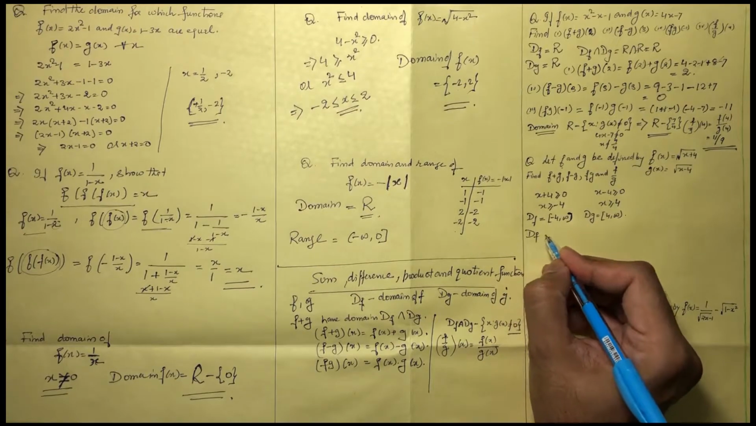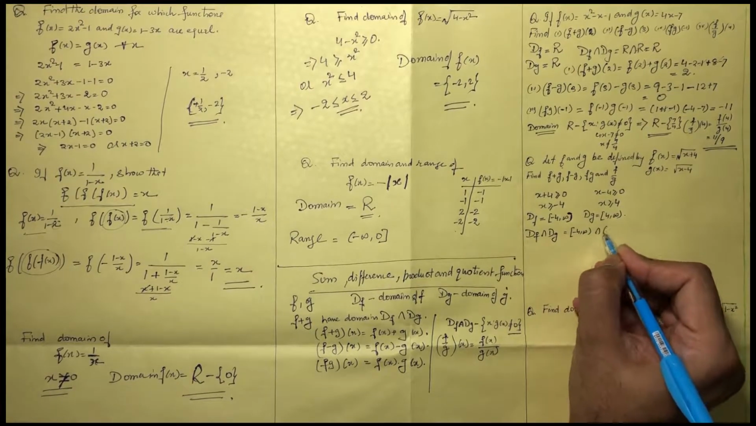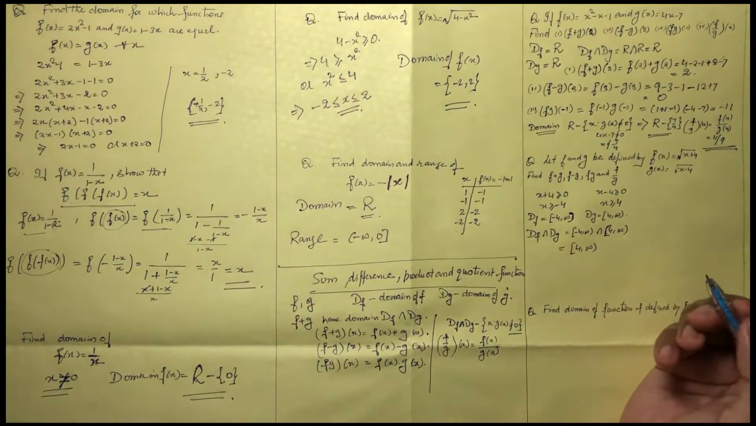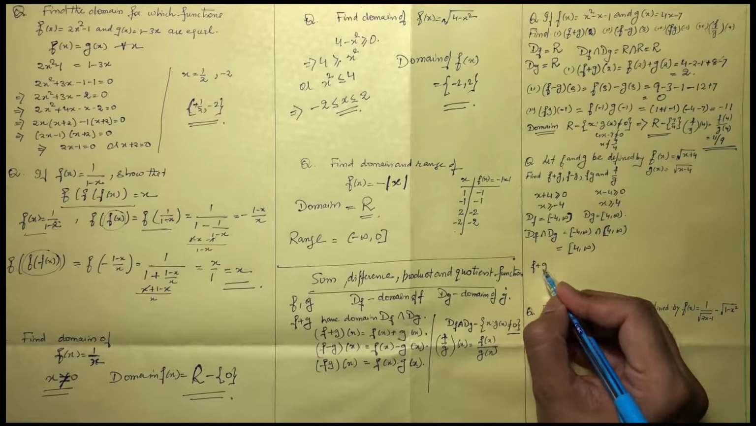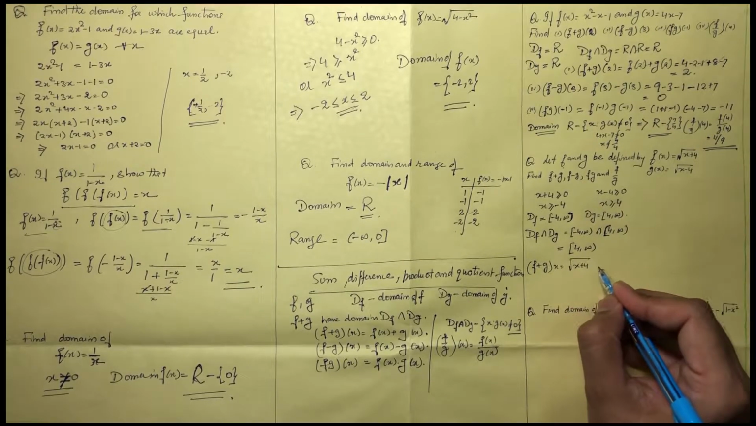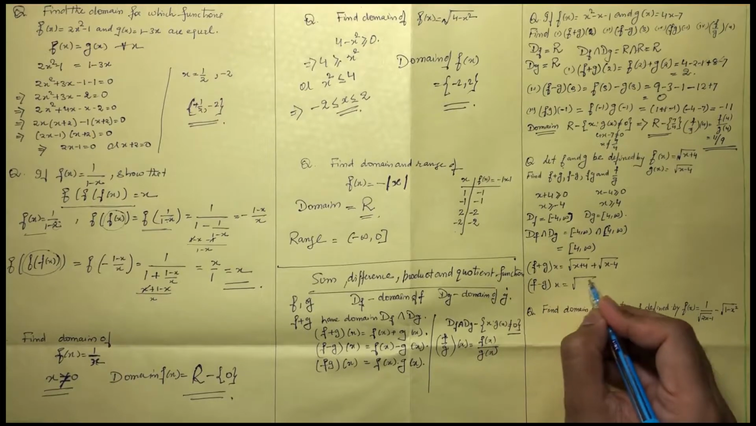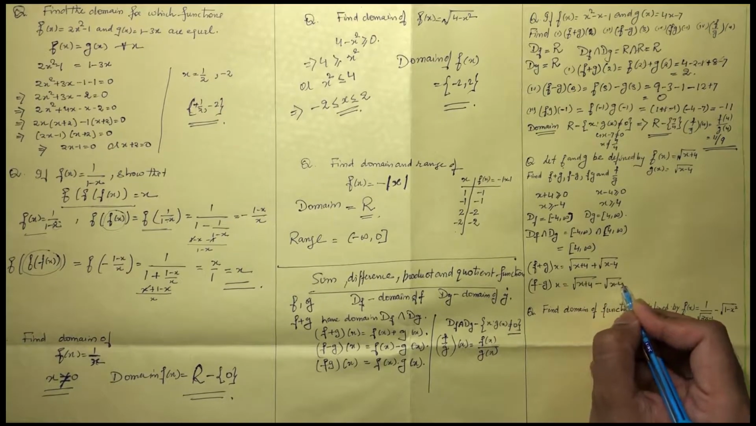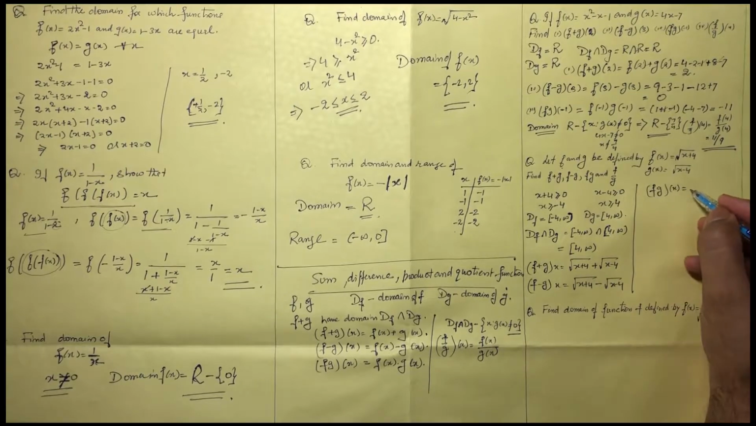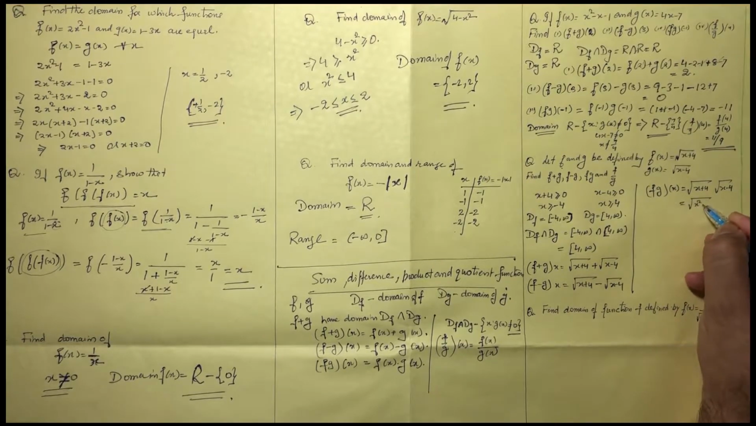And for operations, what is their intersection? Minus 4 to infinity, intersection 4 to infinity. So this is 4 to infinity. And for the sum, (f plus g)(x) is f(x) plus g(x), that is square root of x plus 4 plus square root of x minus 4. For the difference, square root of x plus 4 minus square root of x minus 4. For the product, square root of x plus 4 into square root of x minus 4, which may further be written as square root of x square minus 16.